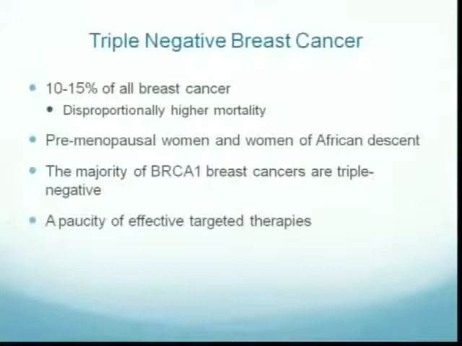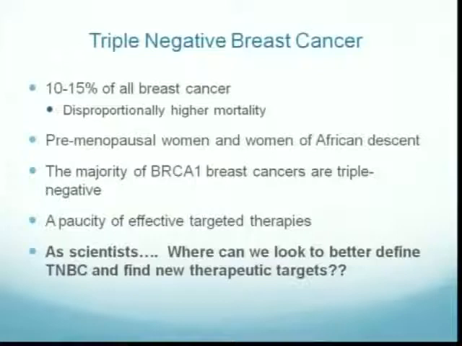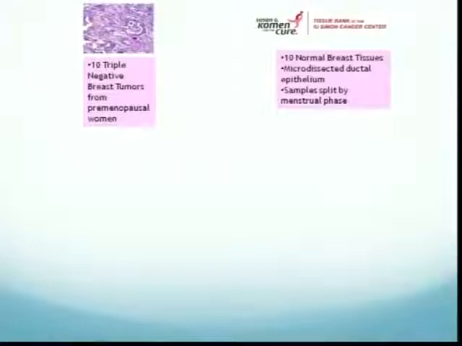And as scientists, where can we look to better define this cancer and also to find new therapeutic targets? So in our project, we took 10 triple-negative breast tumors from premenopausal women and 10 normal breast tissues from the Susan G. Komen Tissue Bank at the IU Simon Cancer Center. If you've been watching the news recently, you've probably seen a lot about the Komen Bank because they're tied with the Super Bowl and doing collection events. It is the only normal tissue bank in the world, and it's located here at IU, so we took 10 of their samples.